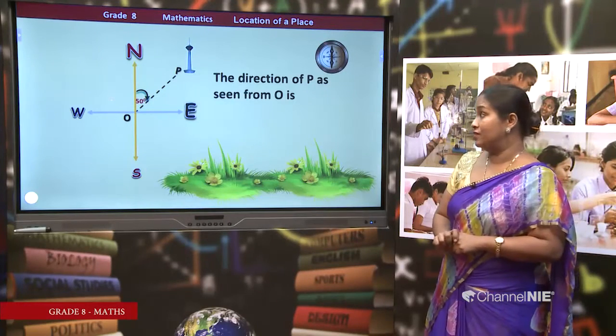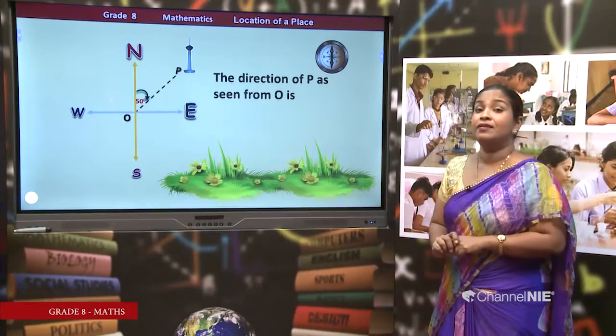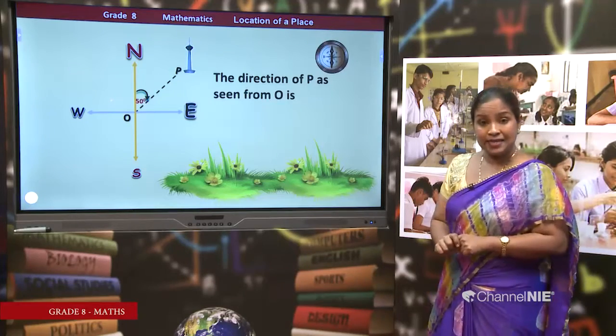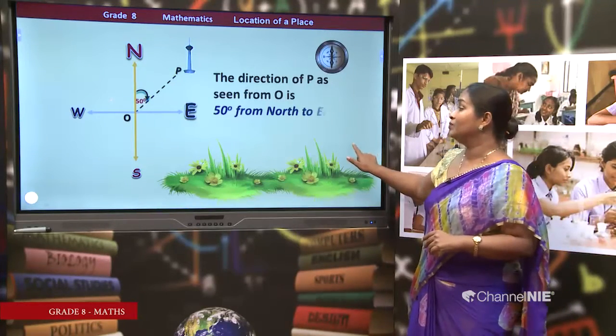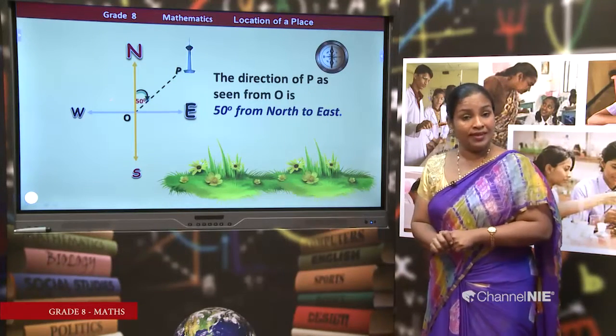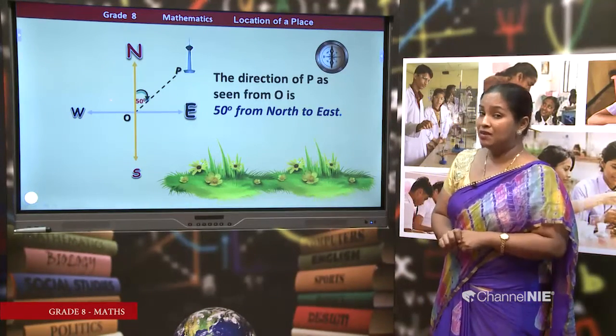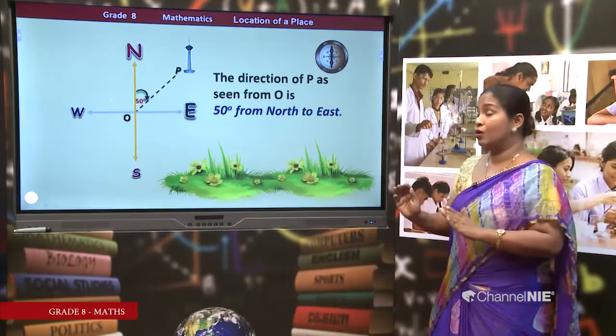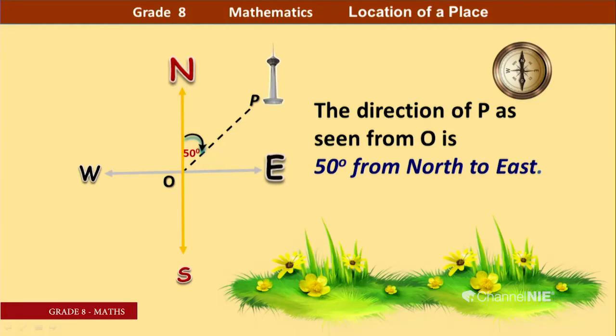It is 50 degrees. So, how can we explain the direction of P as seen from O? It is 50 degrees from north to east. The angle is measured from the north direction. So, we call this 50 degrees from north to east.